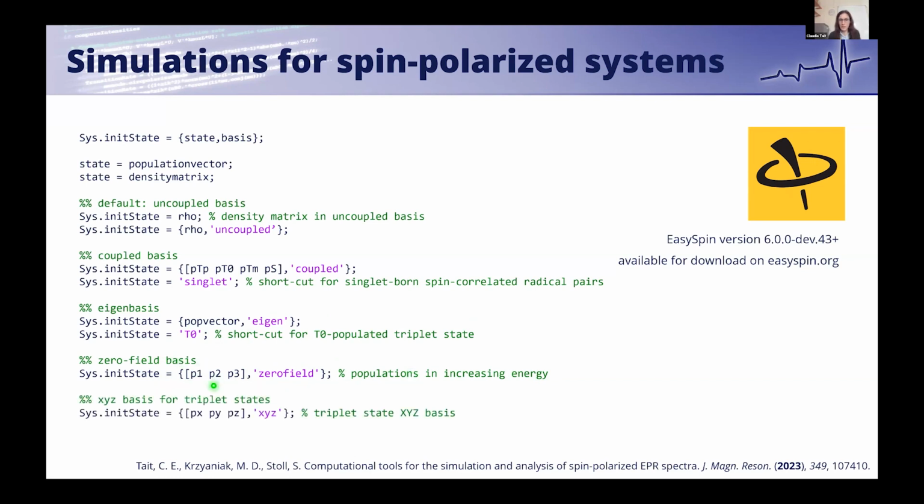Another similar but different basis that you can use for triplet states is the XYZ basis. In this case, you just define the populations of the three TX, TY, and TZ states. This is essentially equivalent to zero field, but instead of having to worry about the energy order, you can just define your X, Y, Z values, and then depending on the sign of D and E, they will automatically be taken into account correctly to simulate the spectrum, and that will also make it easier for specifying these populations in any publication.